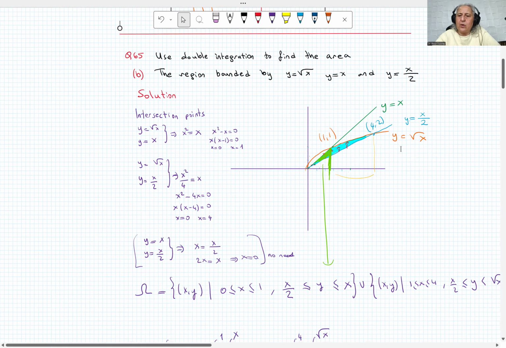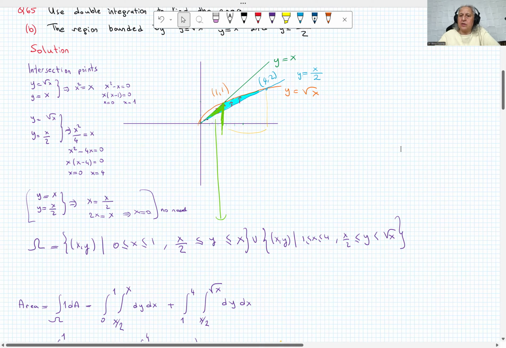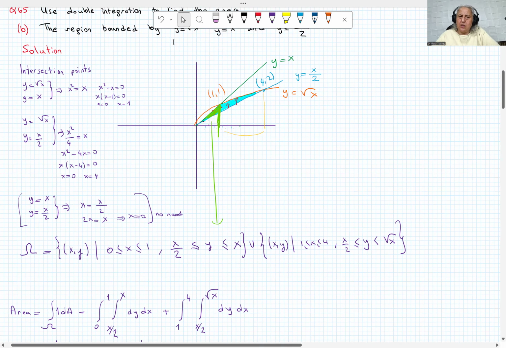So if we want to write that down in a mathematical way, the region will be (x, y). From 0 to 1 for x's, we have lower bound y is x over 2, and upper bound y is equal to x, which is the green one, which is this green area. So this was the first one. This one represents that green area. And this area is the union of all points satisfying this condition.